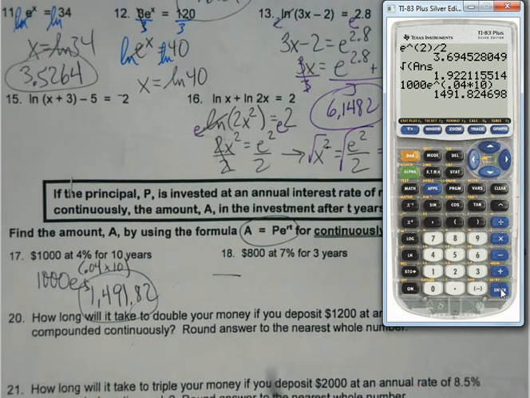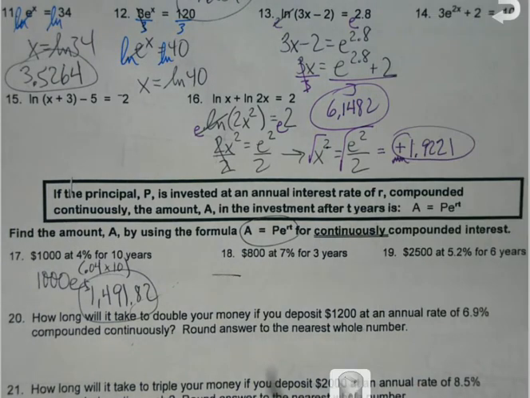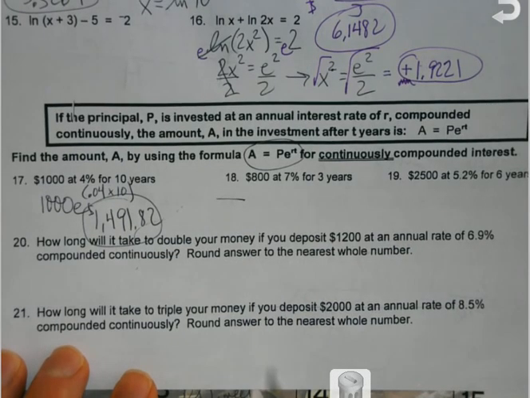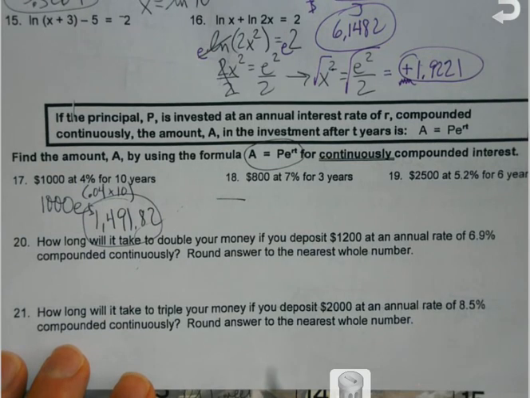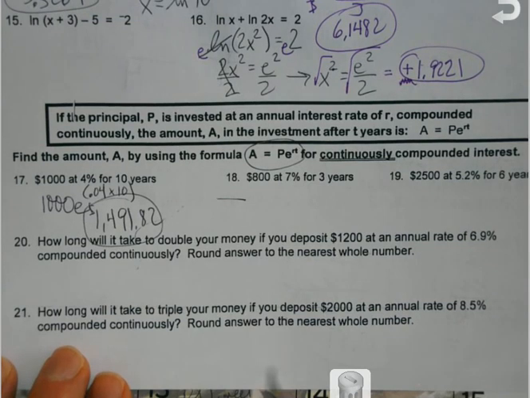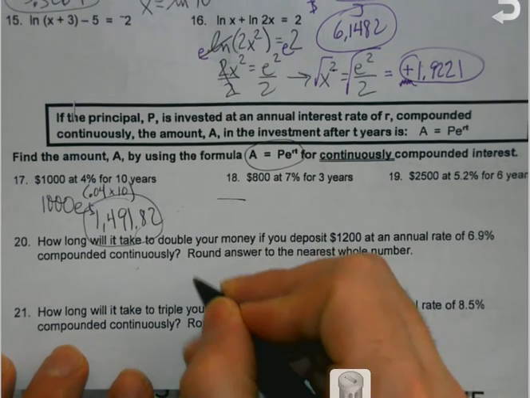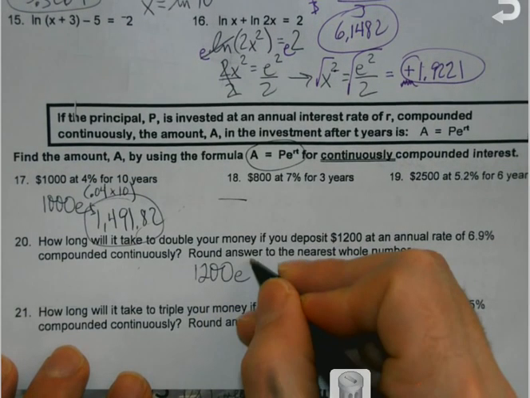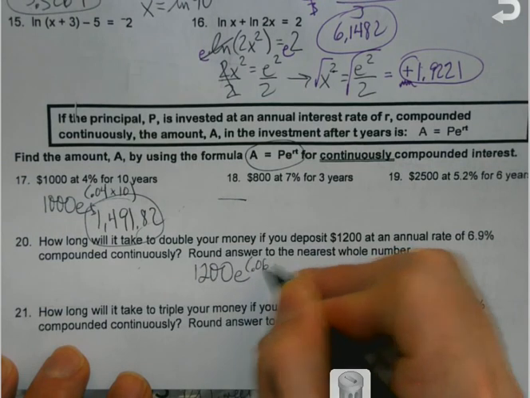Now, the only other one down here I think we have to have is going to be number 20, because I want to make sure we're thinking about this correctly, because otherwise it's just plugging numbers into a formula that you already have. How long will it take to double your money if you deposit $1,200 at an annual rate of 6.9% compounded continuously? Round your answer to the nearest whole number. In other words, like the nearest whole year. So, I deposit $1,200. My rate's 6.9%, which is 0.069.